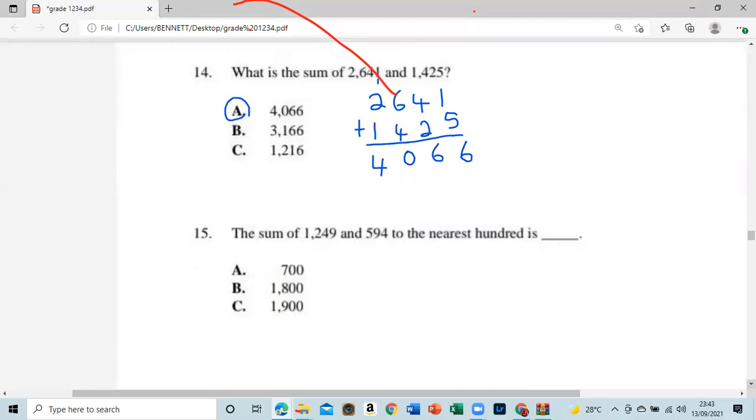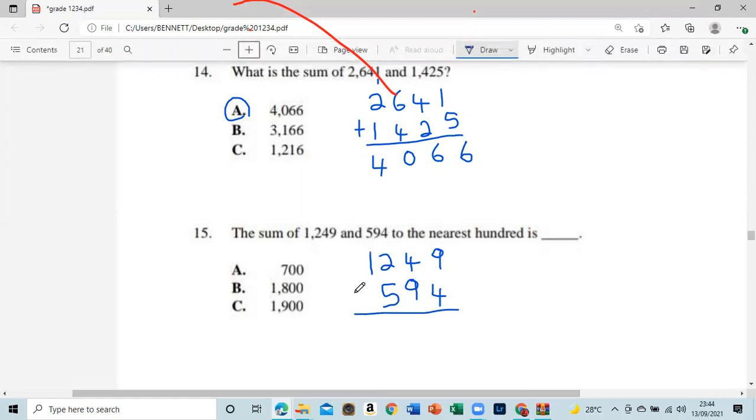All right, the sum of 1249 and 594, to the nearest 100 is, this one is even more delicate. You have to do all of it. So write all of it, add it, find the total, and then see if it's nearer to 1800 or 1900, all right? So nobody rush it. I want you guys to do it, in the chat or leave it in the comment section.